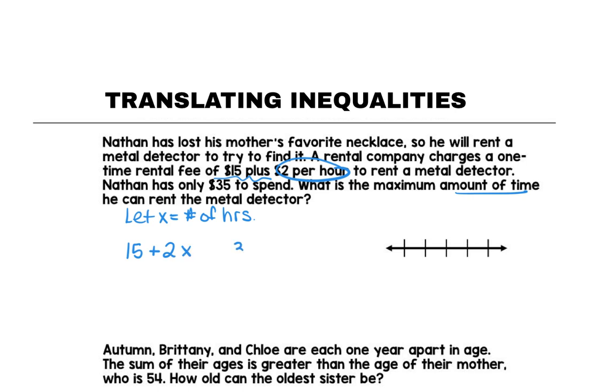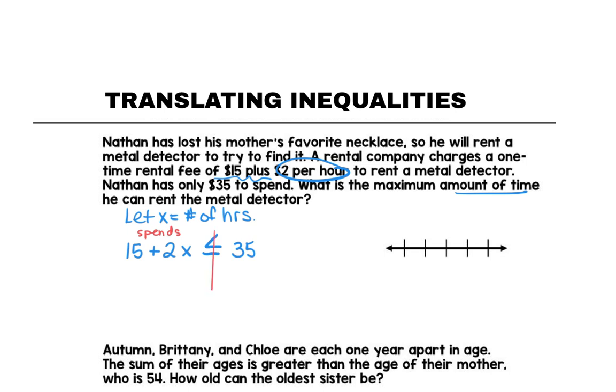Now he only has $35 to spend, so we need to figure out what inequality symbol we can have here. Can he spend exactly $35? Yes, so we know it's going to be equal to, but he can't spend more than that. So whatever he spends, this right here is what he spends, it's going to have to be less than or equal to 35 because that's all he has.